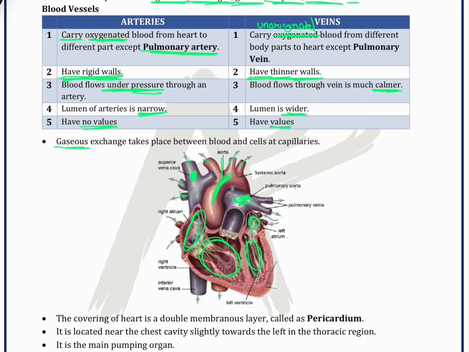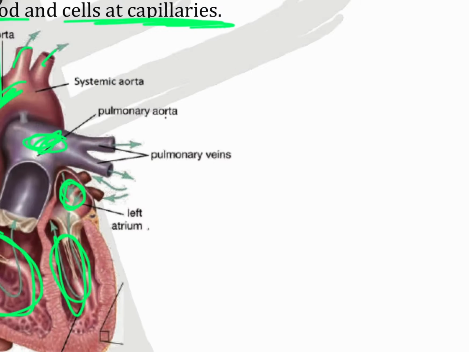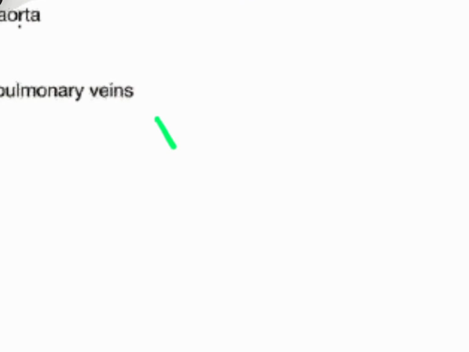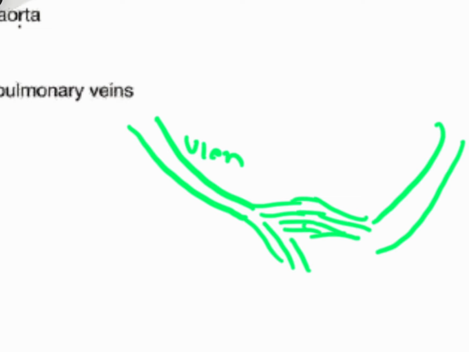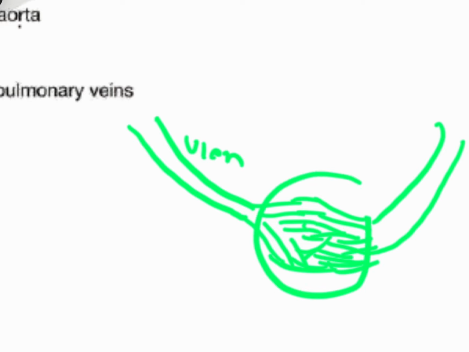Gaseous exchange takes place between blood and cells at capillaries. So basically we can see here, this is a vein and this is the artery. They are not directly connected; small outgrowths grow from here and here also, and they join each other forming something like deltas, which you have already seen. These small vessels are known as capillaries.